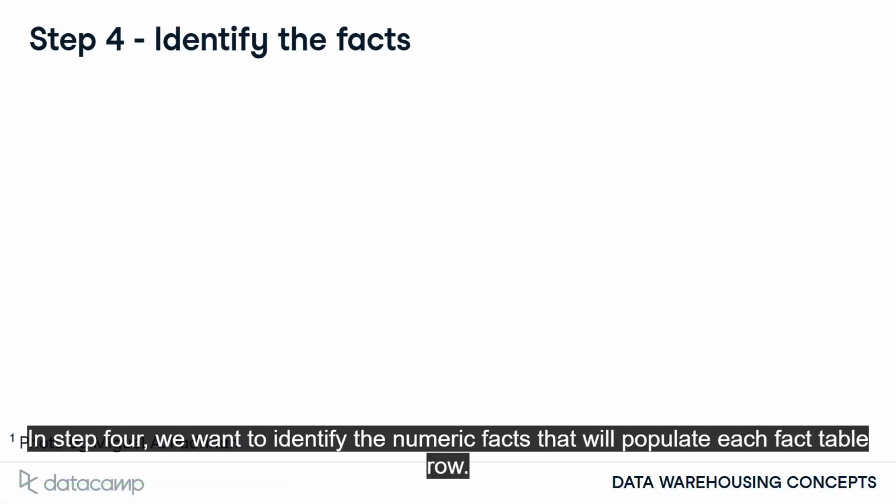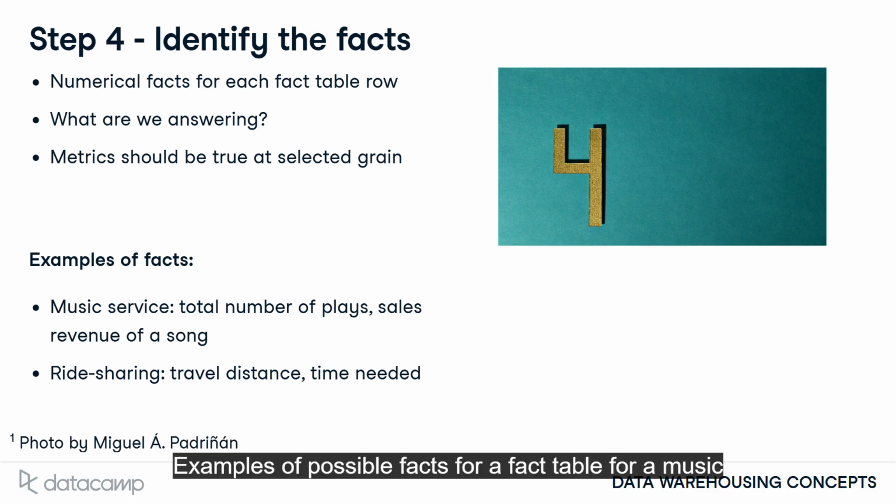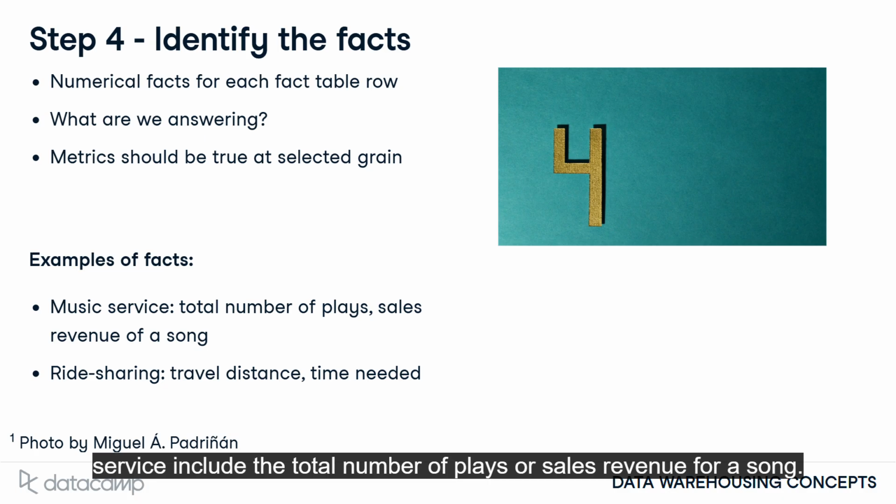In step 4, we want to identify the numerical facts that will populate each fact table row. Examples of possible facts for a fact table for a music service include the total number of plays or sales revenue for a song. However, if we were creating a fact table for a ride sharing service, examples of possible facts are the distance traveled or time needed. These facts capture a measurement or metric of the process.